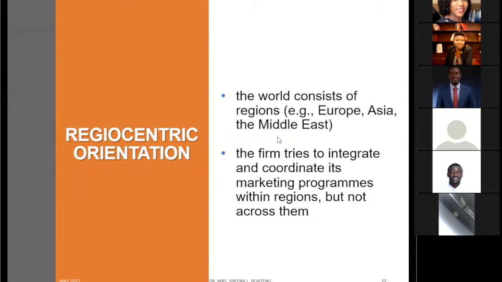But they will not do business and strategize across regions. They will do it within regions. And as we have seen from the first bullets, there are certain regions that are very common when we look at the strategy of various firms that market globally, including the Middle East and Europe and Asia and Africa, right? So this is with the regiocentric orientation.